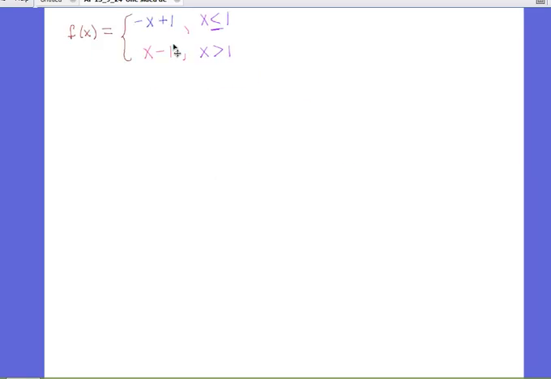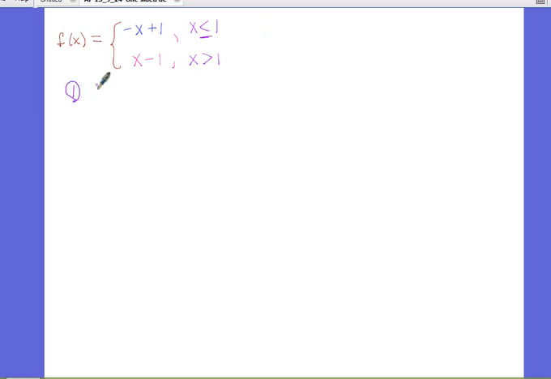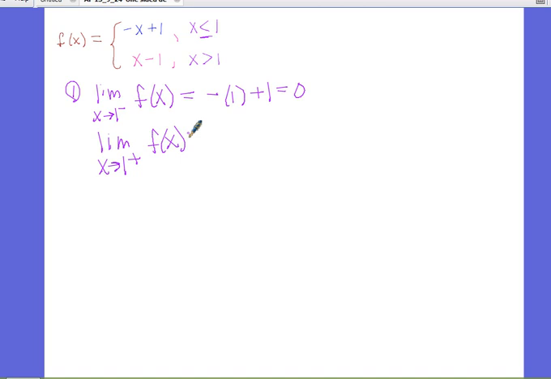the one-sided derivative. So remember what we said about setting up for the one-sided derivative. First thing you have to do is check continuity. I would have to do the limit as x goes to 1 from the left, and that would be the left side, which would be -x plus 1, so that would be -1 plus 1, and that gives me 0. I would have to do the limit as x goes to 1 from the right hand side. That would be the second equation, and that would be 1 minus 1, which gives me 0.